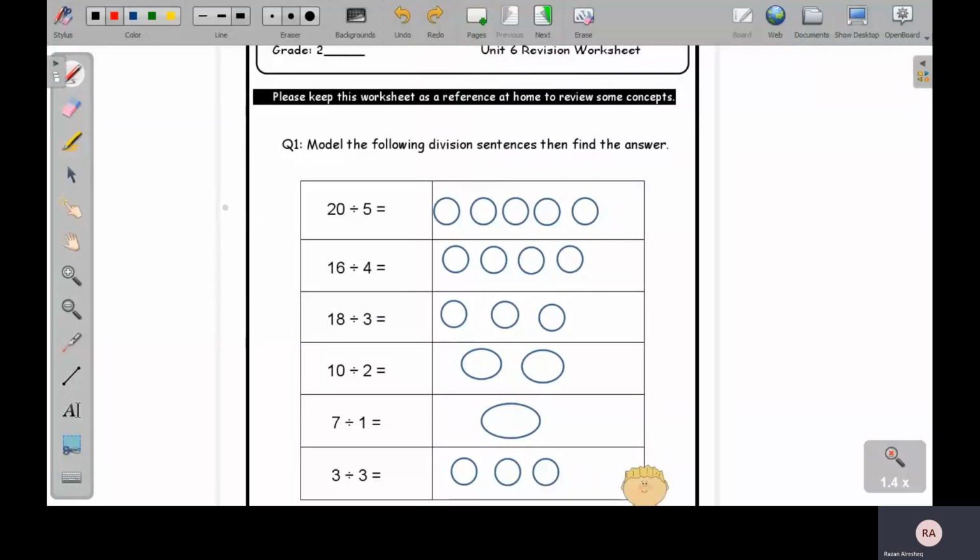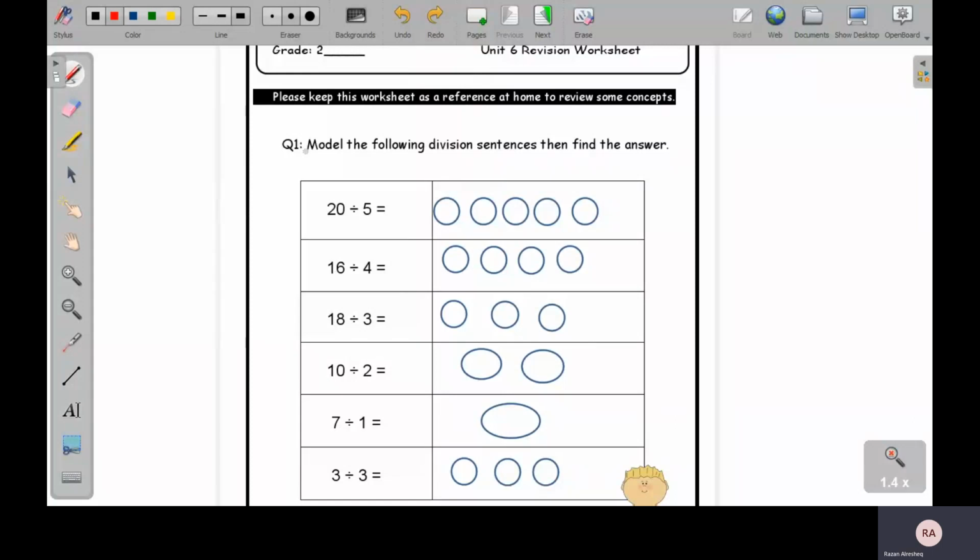The first thing, guys, I want you to do, whenever you have any questions or any activities or any tasks that you have to finish, is to please make sure you read the question so you understand what you have to do. Question 1 says, model the following division sentences, then find the answer.